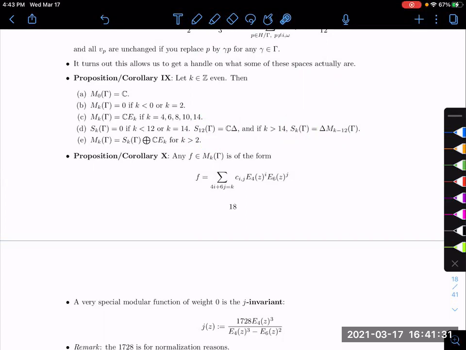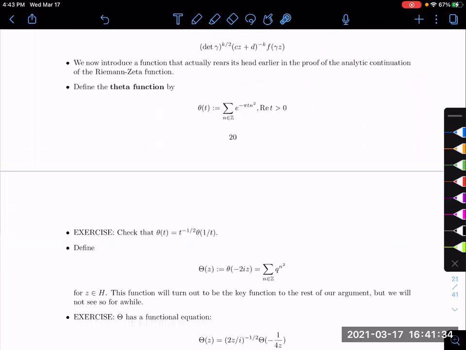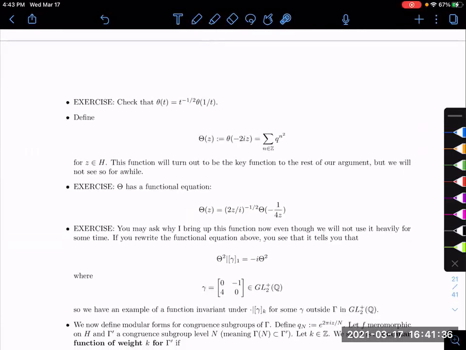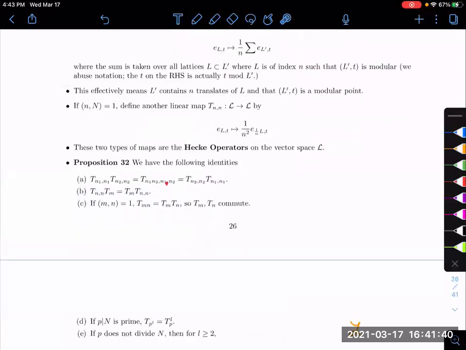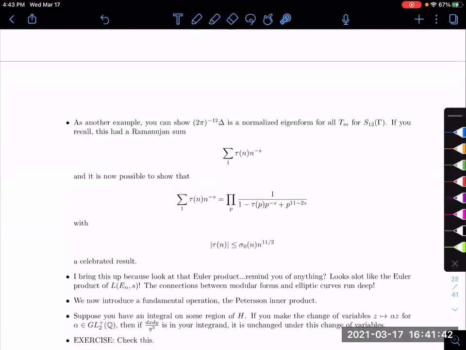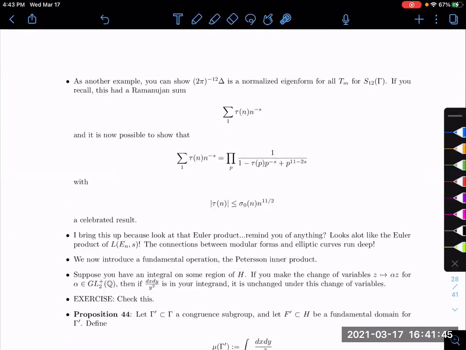Okay, so you might ask, does it play an important role as far as Hecke operators are concerned? And the answer is yes, and I'm going to tell you a celebrated result that we're not really going to use, but it's huge. It turns out the normalized version of the discriminant, which you might recall is just (2π)^(-12) times the discriminant, is a normalized eigenform for all T_m for weight 12 cusp forms of Gamma, which is crazy. And here's the celebrated result.